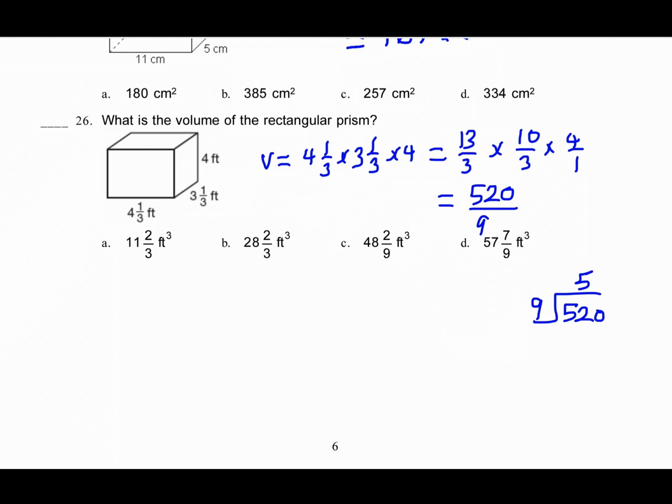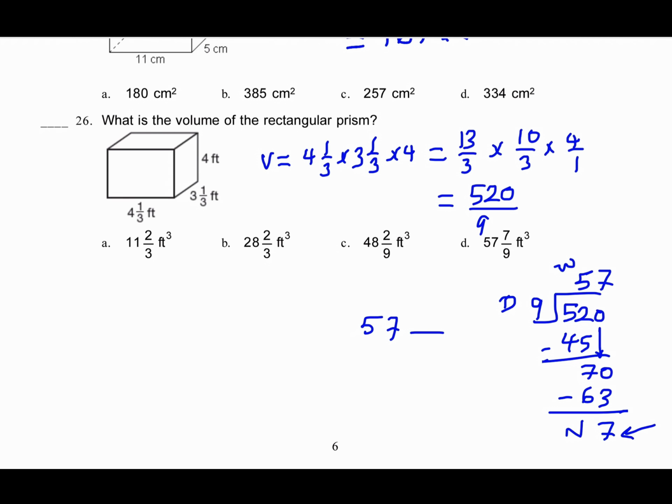52 divided by 9 equals 5. 5 times 9 equals 45. Subtract, equals 7. Bring down the next digit, which is 0. Now 70 divided by 9 equals 7. 7 times 9 equals 63. Subtract, it would be 7 remainder. So the answer, the whole number, will be 57. The numerator will be 7 and the denominator would be 9, which is D. So the answer is D.